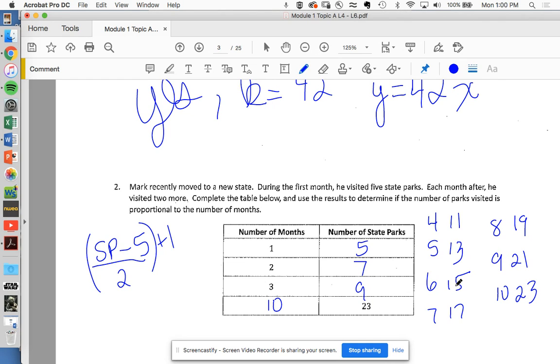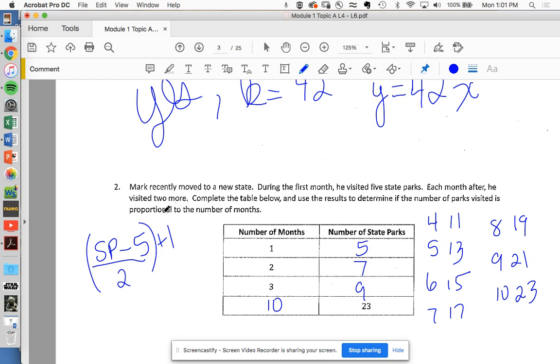Let's do it for this one. So I take the number of state parks I went to, 15. Take away 5. 10. What's 10 divided by 2? 5. What's 5 plus 1? Checks. What about this one? What's 9? Take away 5. 4 divided by 2 is 2. 2 plus 1 is? Does it check? Yeah, but here's the deal.